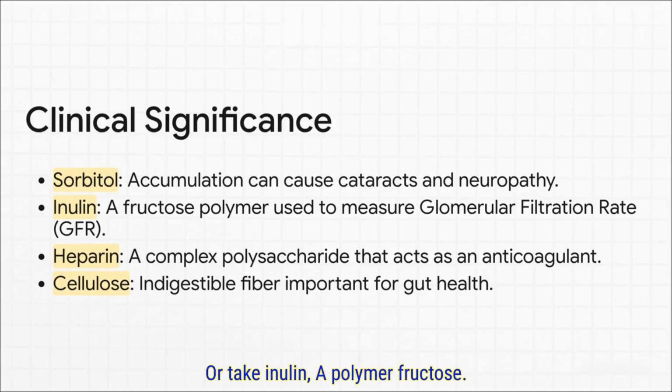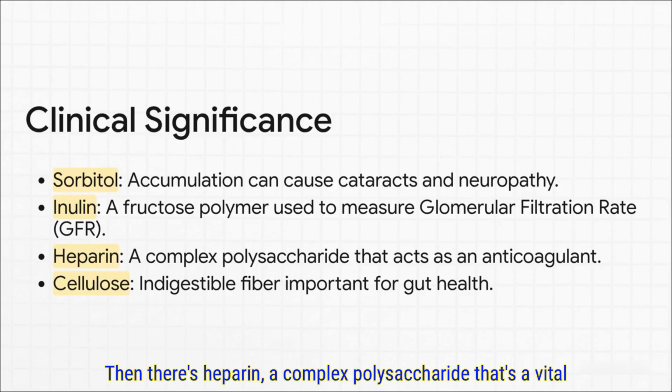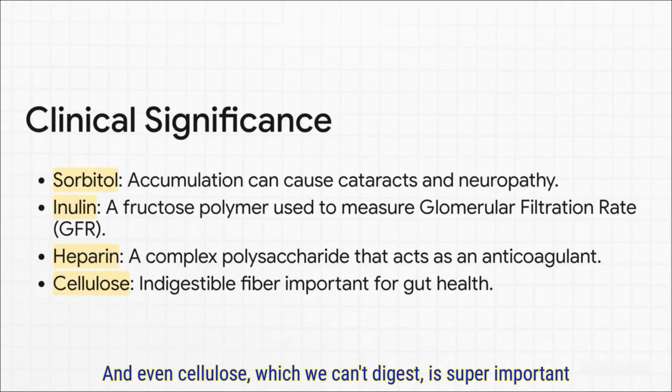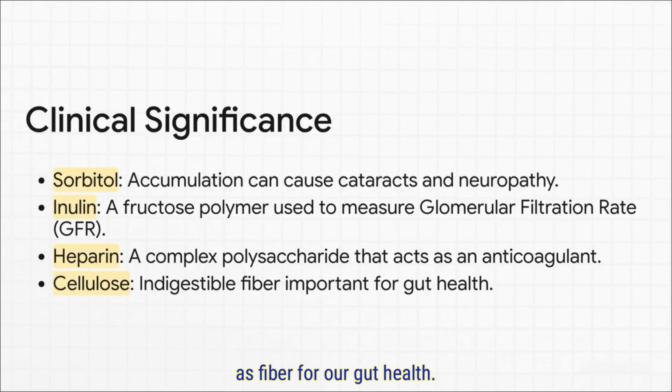Or take inulin, a polymer of fructose. We use it to measure kidney function. Then there's heparin, a complex polysaccharide that's a vital anticoagulant, and even cellulose, which we can't digest, is super important as fiber for our gut health.